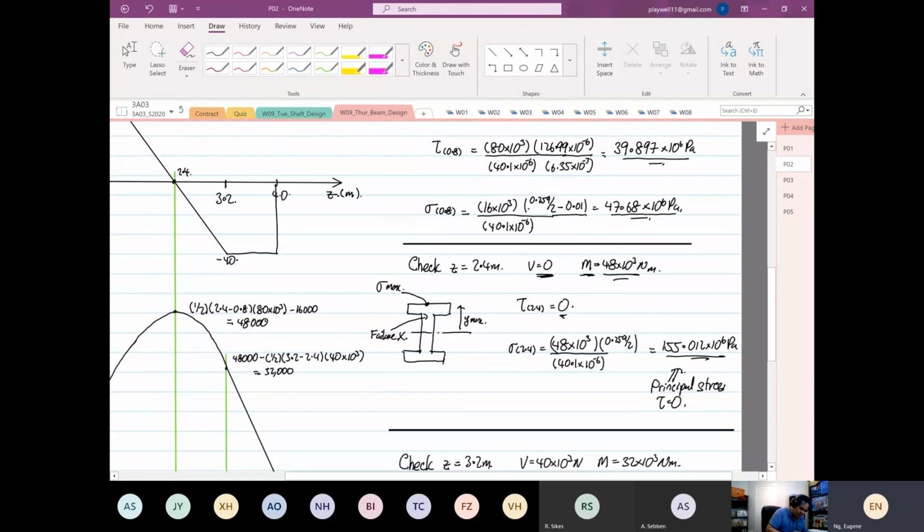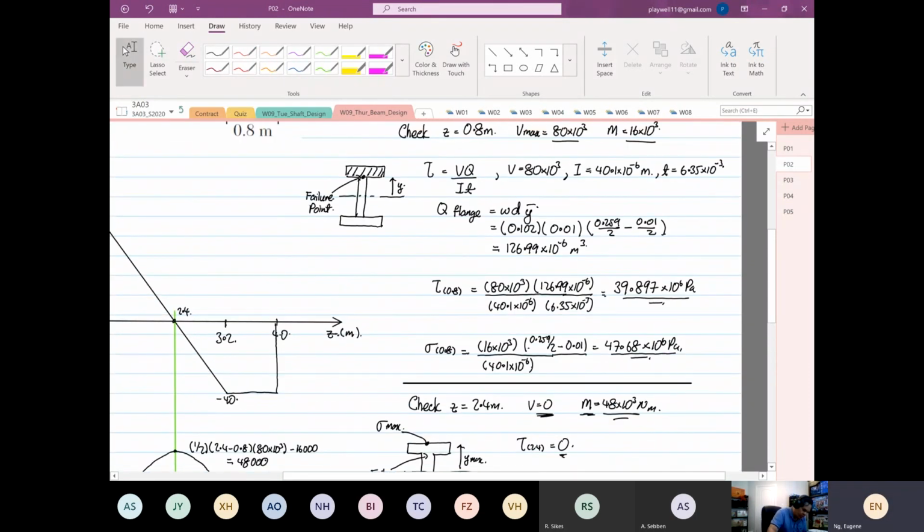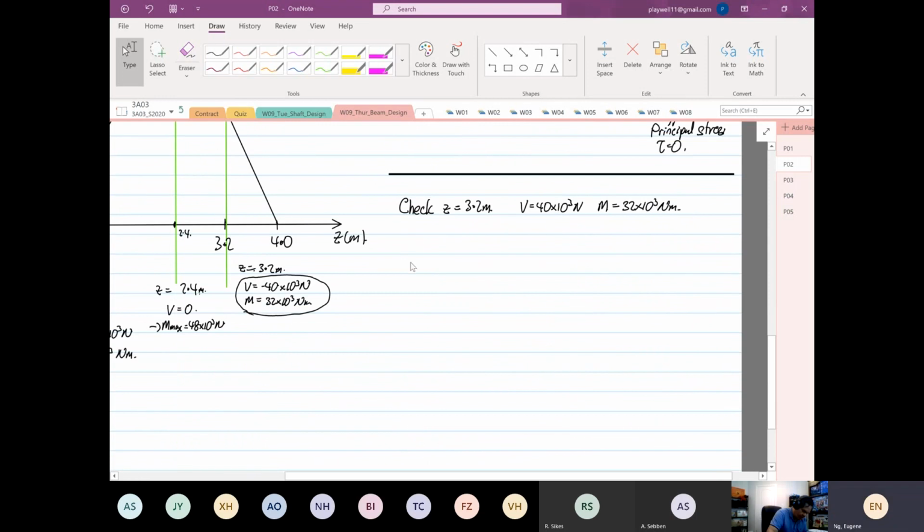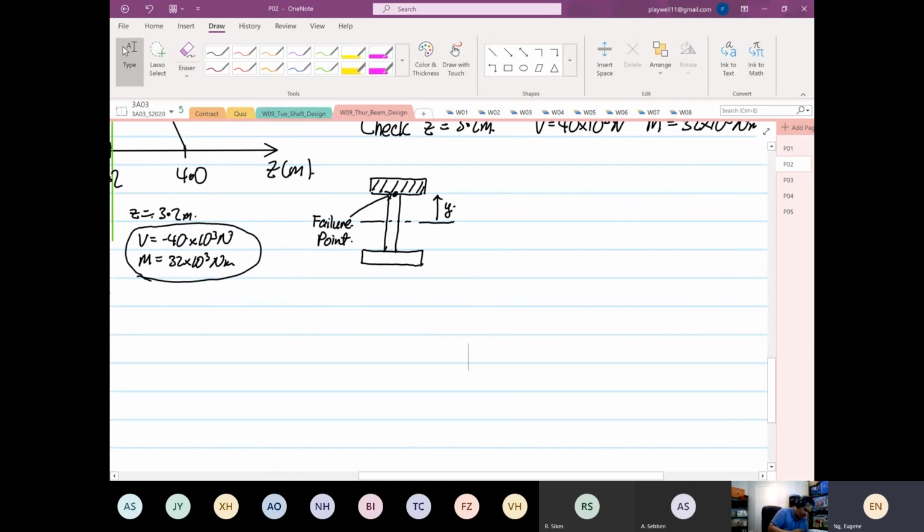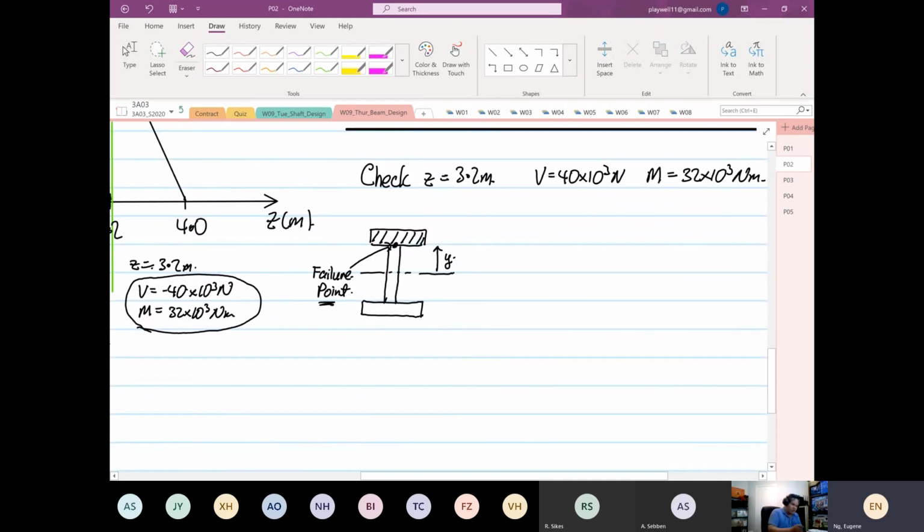So for this case, we are going to check at this failure point now. We're going to check exactly here because now we have a combination of normal stress and shear stress. When you have a combination of normal stress and shear stress, the failure will occur at the junction. That is your failure point. You cannot pick the top. Why? Because your shear stress will be equal to 0. No doubt you have V equal to 40 times 10 to the power 3, right?